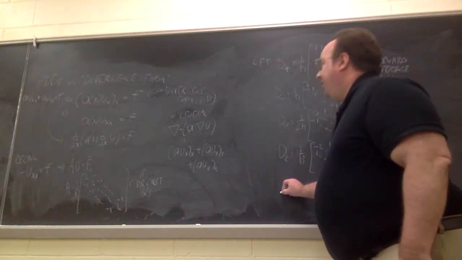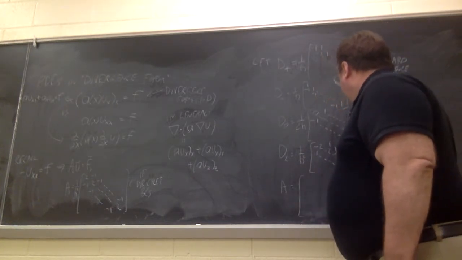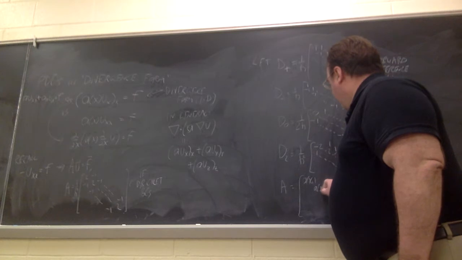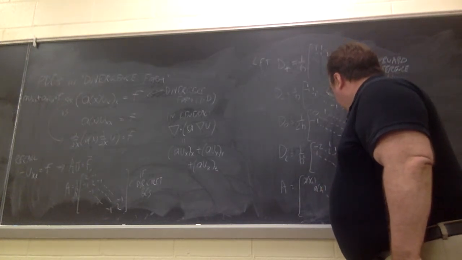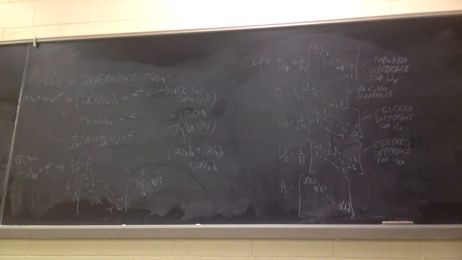And one more matrix I'll call A is a diagonal matrix. Because my coefficient is A of x, I'll evaluate the coefficient at my grid points. So when you're multiplying by a coefficient in a differential operator, that's equivalent to multiplying by a diagonal matrix. So anytime you're doing point-wise multiplication, that's how you implement it as a linear operator.